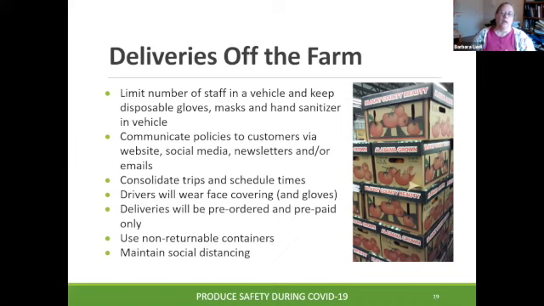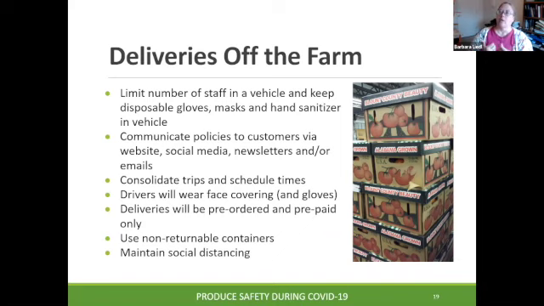Again, the more you can have customers pre-order and prepay, so that it's already done and bagged up before they get there and it's already sold, it makes it easier for the customer, as well as easier for your staff and yourself. Use non-returnable containers. If it's returnable containers from something like a farmer's market, you run into all kinds of risks in terms of what it brings back, not just SARS-CoV-2, but any other human pathogens.